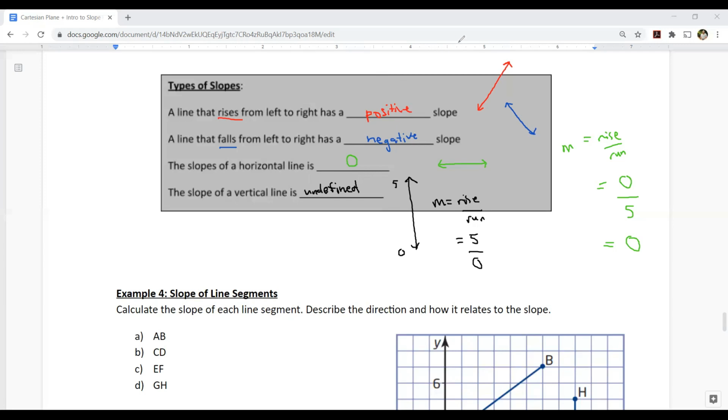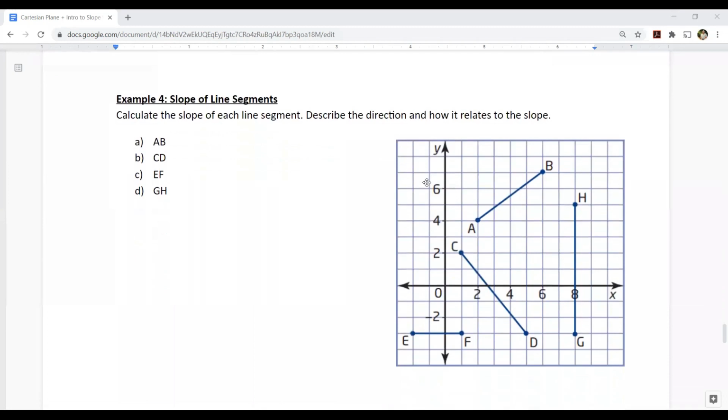Okay, example 4. So keeping this in mind, because we will revisit it in example 4, it asks us to calculate the slope of each line segment and describe the direction and how it relates to slope. So we have 4 line segments, line AB, CD, EF, and GH. And again, we're going to do the same formula. So it might be routine, it might be tedious by now, but essentially what we're doing is finding the rise and finding the slope. Rise, again, is going to be your up, down. Run is your left, right.